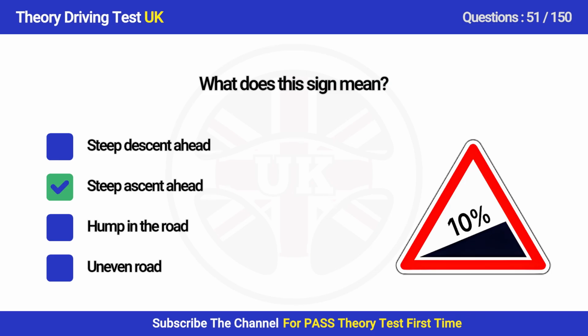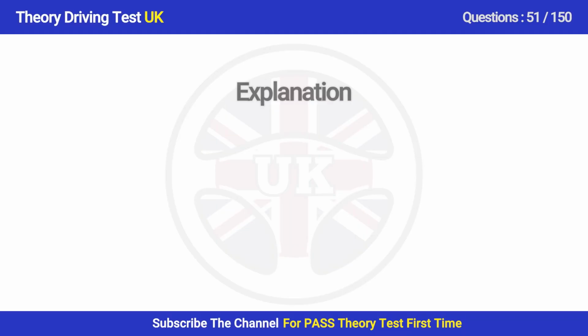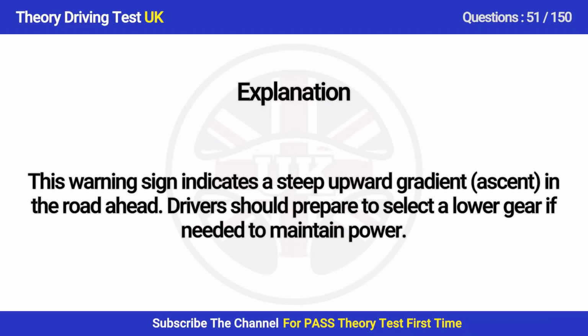Answer is B. Steep ascent ahead. This warning sign indicates a steep upward gradient in the road ahead. Drivers should prepare to select a lower gear if needed to maintain power.